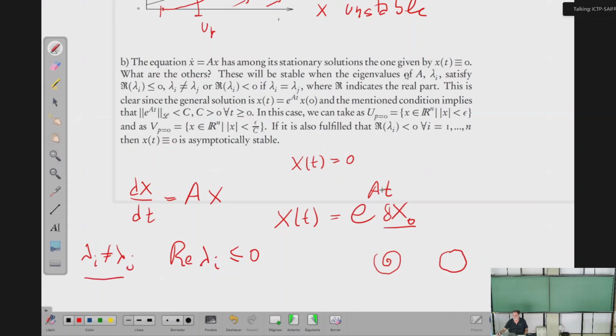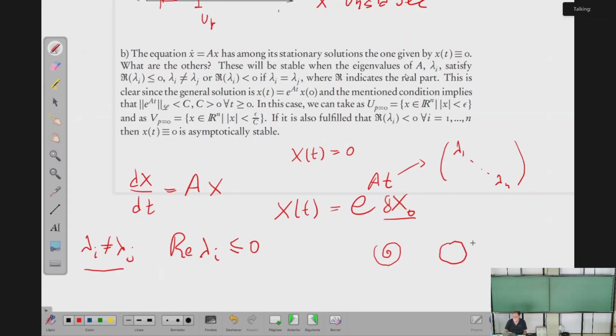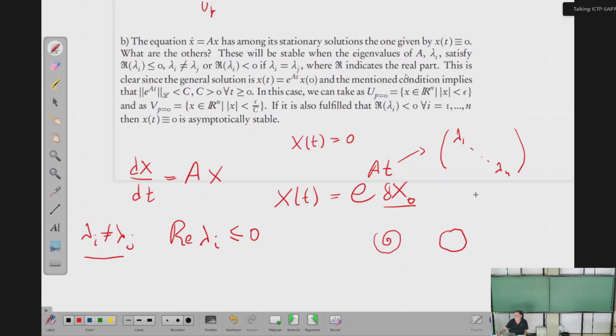So the matrix is diagonalizable to lambda 1, ..., lambda n, and so you treat each one of them separately. And you know that the solution will be e to the lambda 1 t. So if the real part is negative, it goes like this, and if the real part is 0, it goes like that. And if the real part is positive, it is not stable, right? Like the first example we saw.